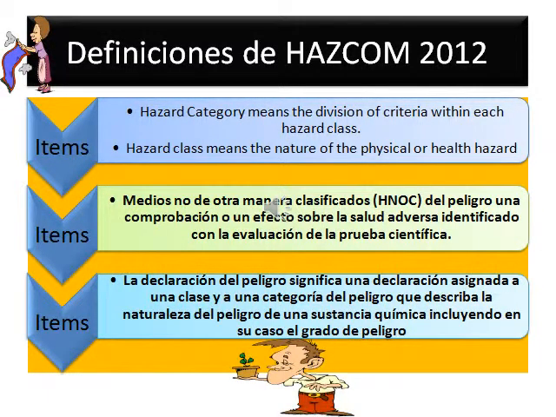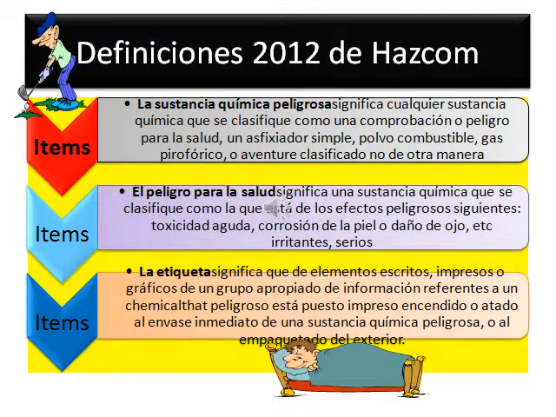Hazard category means a division of criteria within each hazard class. The hazard class means the nature of the physical or health hazard. A hazard not otherwise classified, or HNOC, means an adverse physical or health effect identified through the evaluation of scientific evidence. A hazard statement means a statement assigned to a hazard class or category that describes the nature of the hazard of a chemical, including the appropriate degree of hazard. A hazardous chemical means any chemical that is classified as a physical hazard, a simple asphyxiant, a combustible dust or pyrophoric gas, or hazard not otherwise classified.